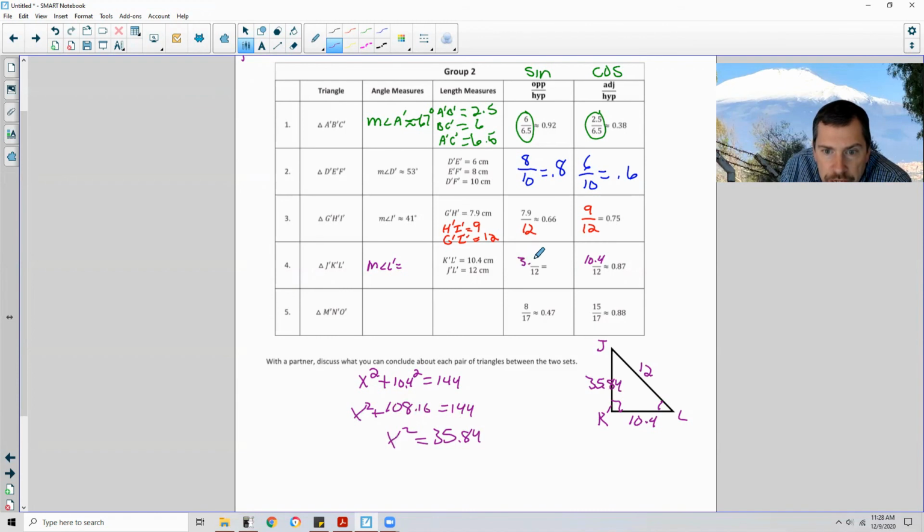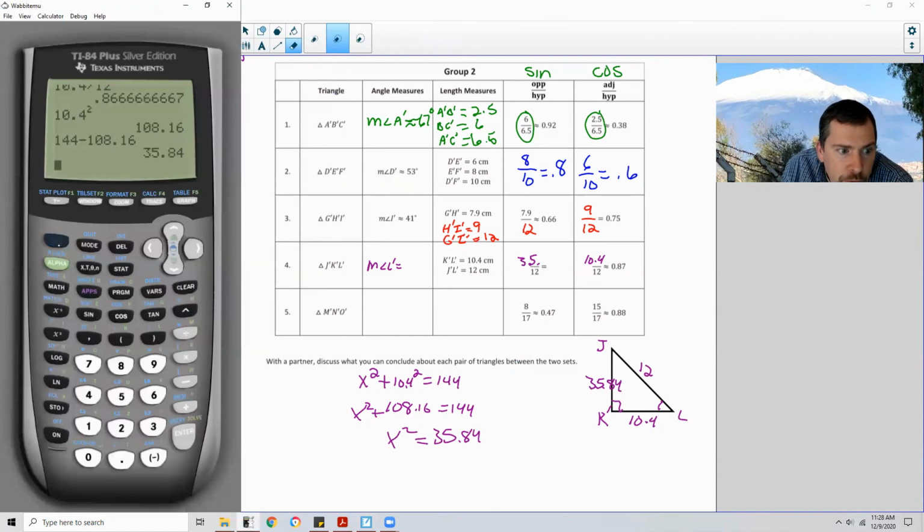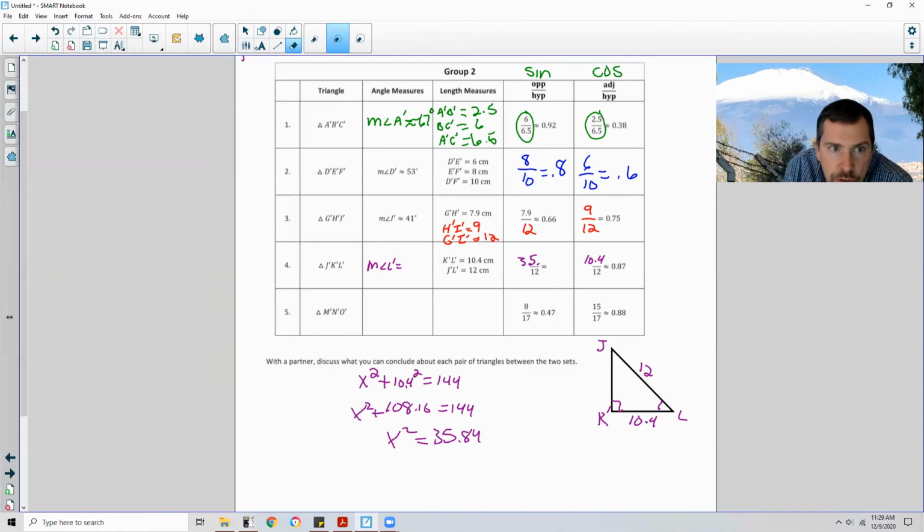So this is 35.84. What am I doing? I didn't do the square root yet. So the square root of my answer is 5.98, or about 6. So let's just call it 6. It's 2 hundredths away. So this would be 6 here.